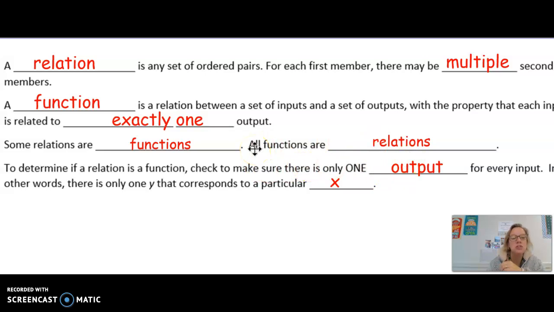So the question we usually are asked is, is it a function? How can you decide if it's a function? Well, you want to check and make sure that there is only one output for every input. In other words, that there is only one y that corresponds to a particular x. Let's look at some examples.